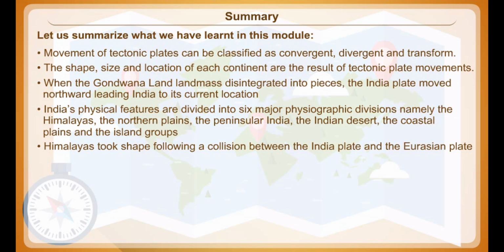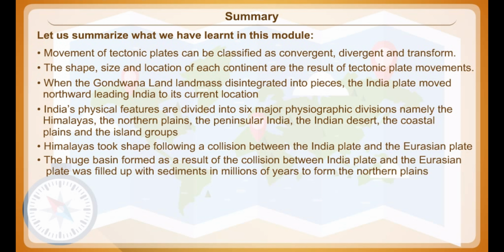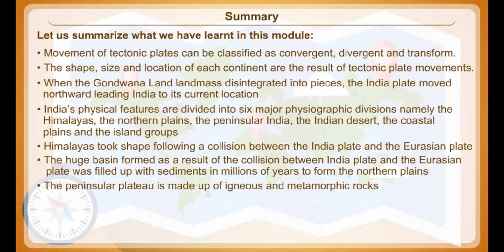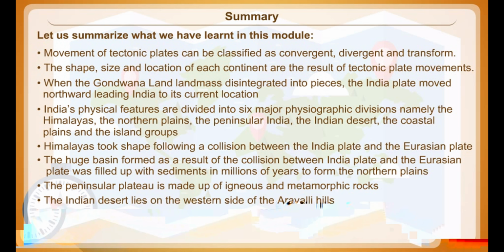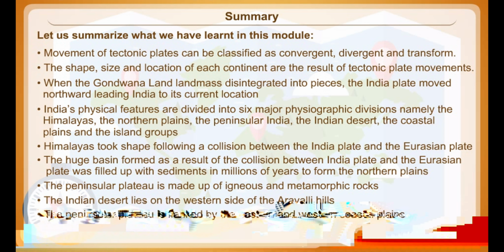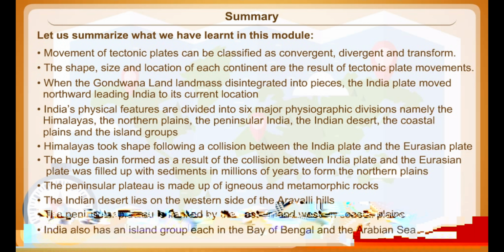Himalayas took shape following a collision between the India plate and the Eurasian plate. The huge basin formed as a result of the collision between the India plate and the Eurasian plate was filled up with sediments in millions of years to form the northern plains. The peninsular plateau is made up of igneous and metamorphic rocks. The Indian desert lies on the western side of the Aravalli Hills. The peninsular plateau is flanked by the eastern and western coastal plains. India also has an island group each in the Bay of Bengal and the Arabian Sea.